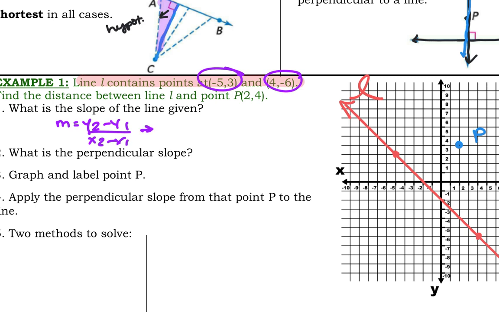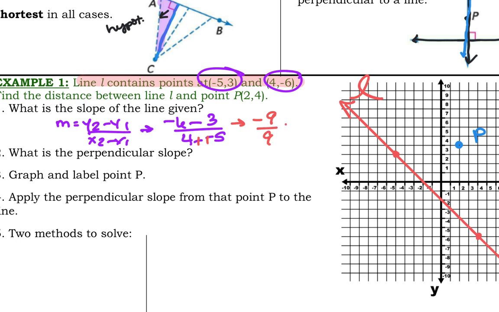What would we get? Negative 6 minus 3 over 4 minus negative 5. Double negatives is going to make that a positive. Good. What's negative 6 minus 3? Negative 9. And what's 4 plus 5? 9.